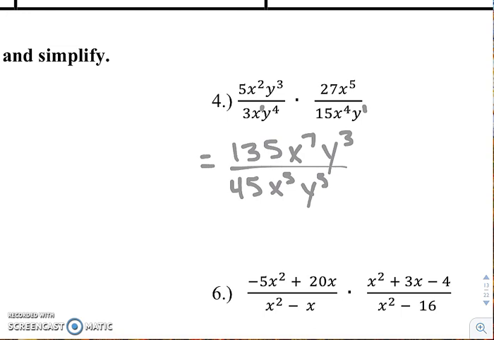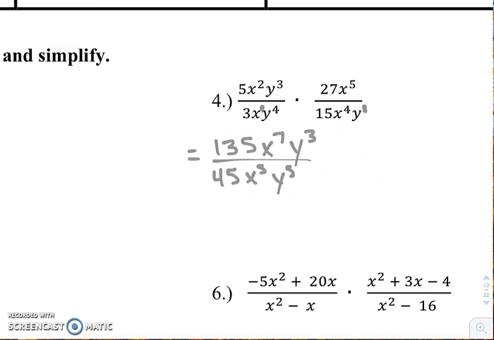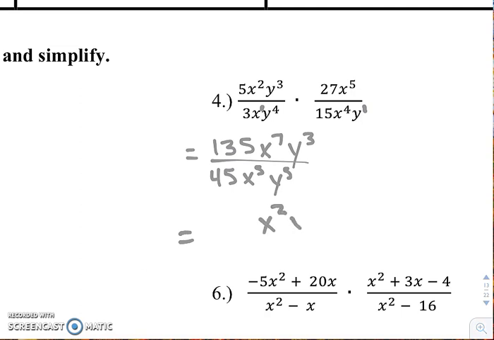So I'm going to do my variables first. When we multiply variables with exponents, we add the exponents. When we're dividing, we subtract. So x to the 7th over x to the 5th becomes x squared. 3 minus 5 becomes y to the negative 2nd. Now, we have to reduce 135 over 45. I know that they're both divisible by 5. If you don't know if that's the highest or not, you can at least divide by that.